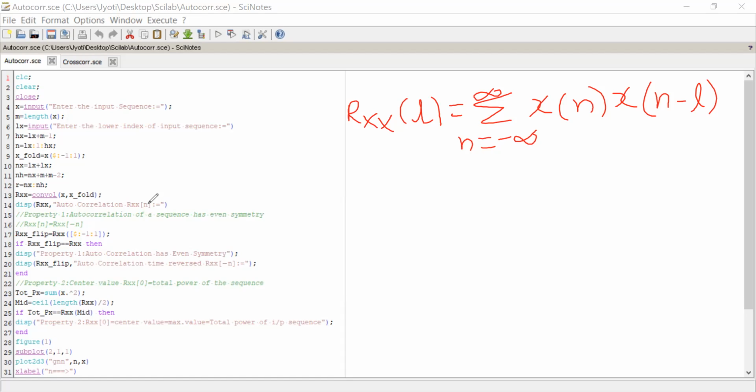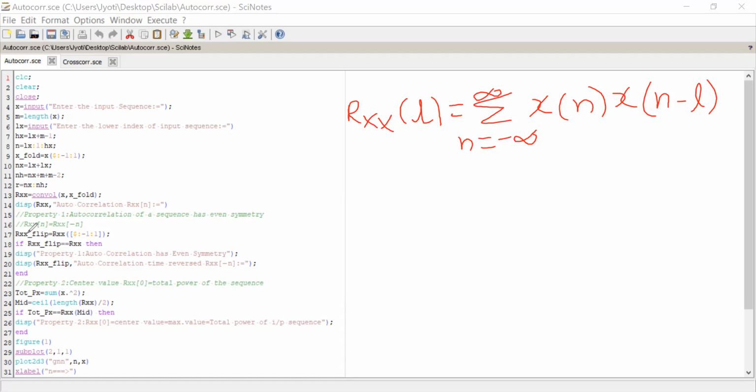The first property is that the autocorrelation of a sequence has even symmetry. What is even symmetry? Rxx of n should be equal to Rxx of minus n. If this holds good, then the autocorrelation of a sequence has even symmetry. That means you have already calculated Rxx of n, and you need to calculate Rxx of minus n. If both are equal, then it is even symmetry.